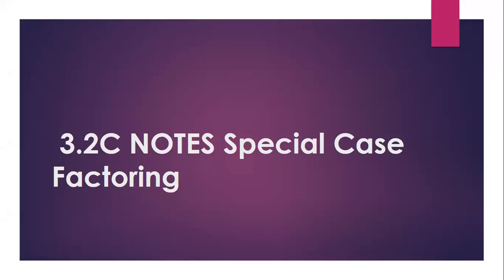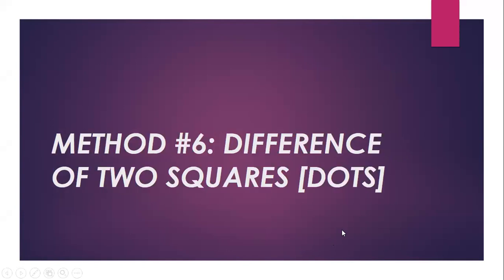3.2C notes, special case factoring. These are situations where there's a pattern or a rule that we're following. So it's not a whole lot of guessing and checking. It's a pattern and a rule that we are following. Got it? All right. So up first, we have method number 6, which is difference of two squares.